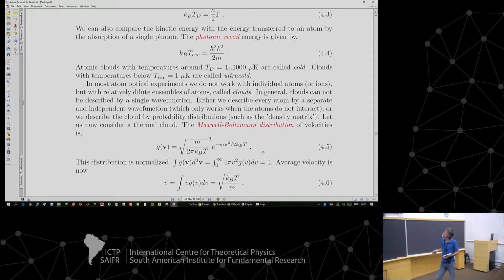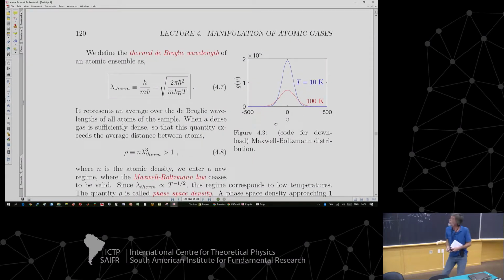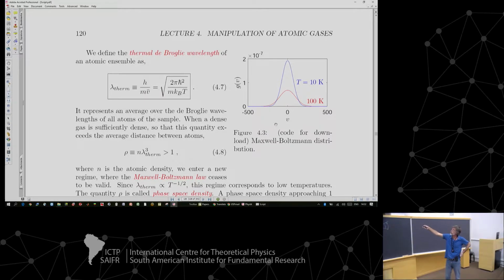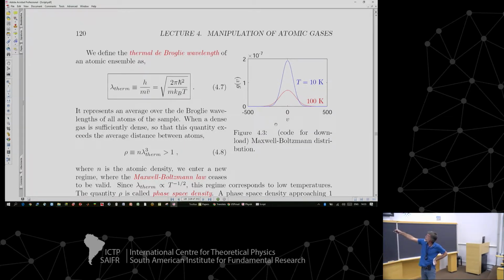And now this mean velocity you use to calculate the thermal de Broglie wavelength. So instead of having h bar over p for an individual atom, you take h bar over m times the mean velocity, and then you get the thermal de Broglie wavelength, which Jörg already introduced in his lectures. This is the mean de Broglie wavelength of your atoms in the sample. Taking this squared, you have a volume. And you can interpret this volume as a phase space volume, the minimum phase space volume.